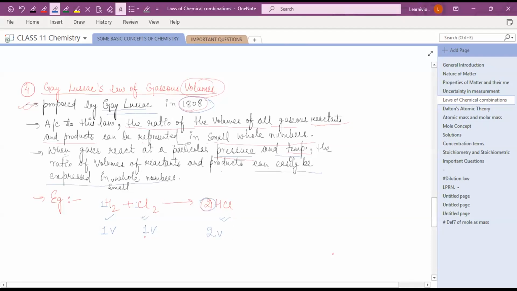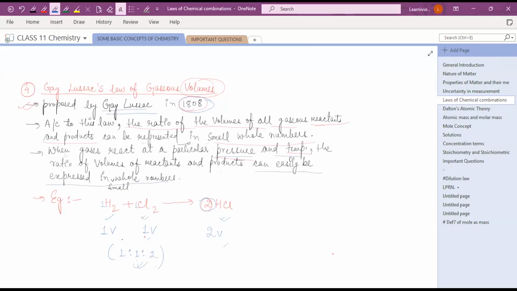Can we say that one volume of H2 gas combines with one volume of Cl2 gas to produce two volumes of HCl gas, right? So in this case, when you take the ratio of the volumes of all the reactants and products, you will get 1 is to 1 is to 2. And this will give you the simplest whole number ratio. I hope it is clear. 1 hydrogen H2 is present, 1 Cl2 and 2 HCl. Clear? So the volume will give the simplest whole number ratio of volume.